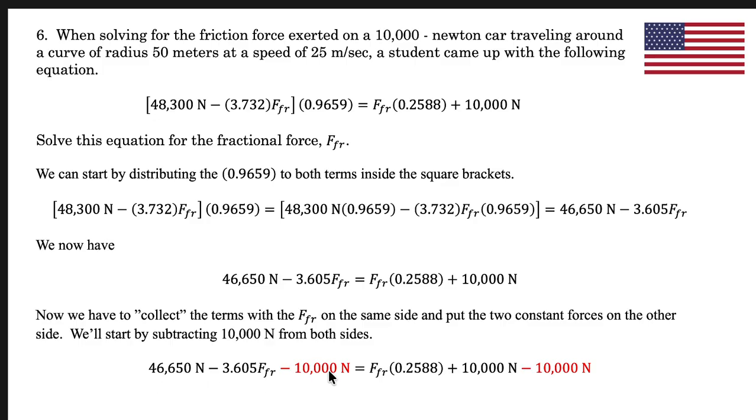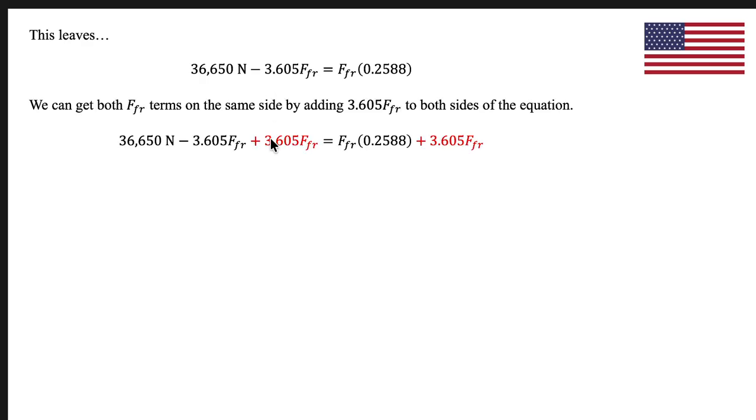46,650 minus 10,000 is 36,650. So this leaves that. Now we can add this to both sides to get the frictional force on the same side, because that will get rid of it over here. And we have two terms with FR, and we can add those terms. So we now have this, and finally we divide by 3.864.